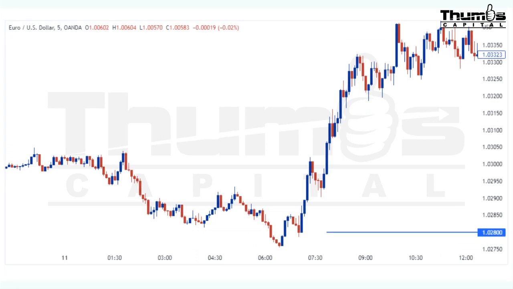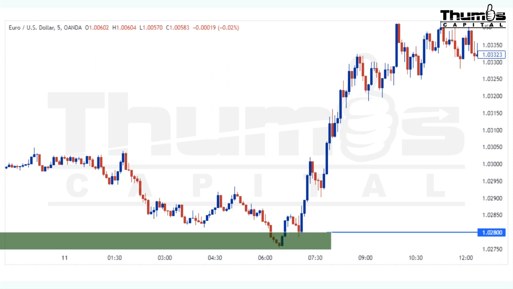This is a second example of the batch liquidity reversal on the 5-minute chart of Euro USD with 1.028 as the predetermined reversal price or buy zone. Let's mark the buy zone with a rectangle.